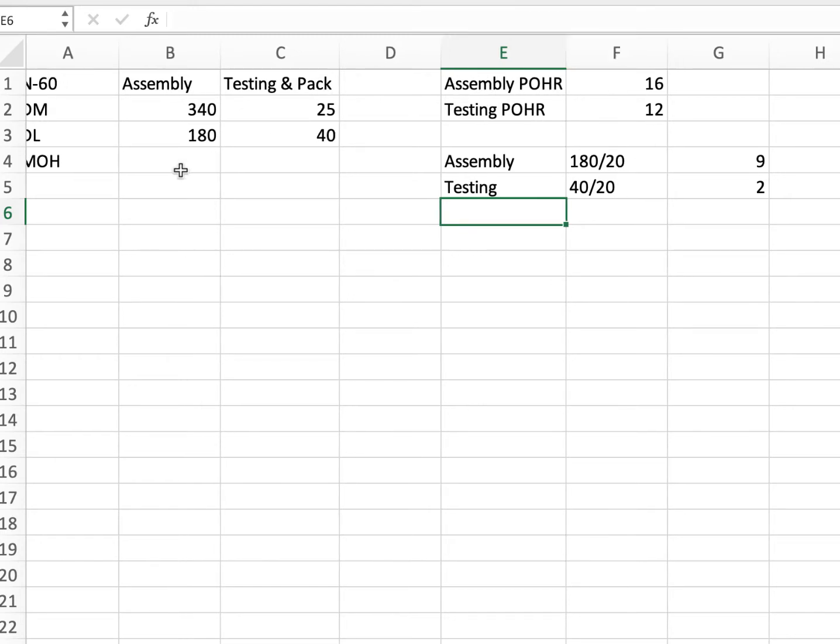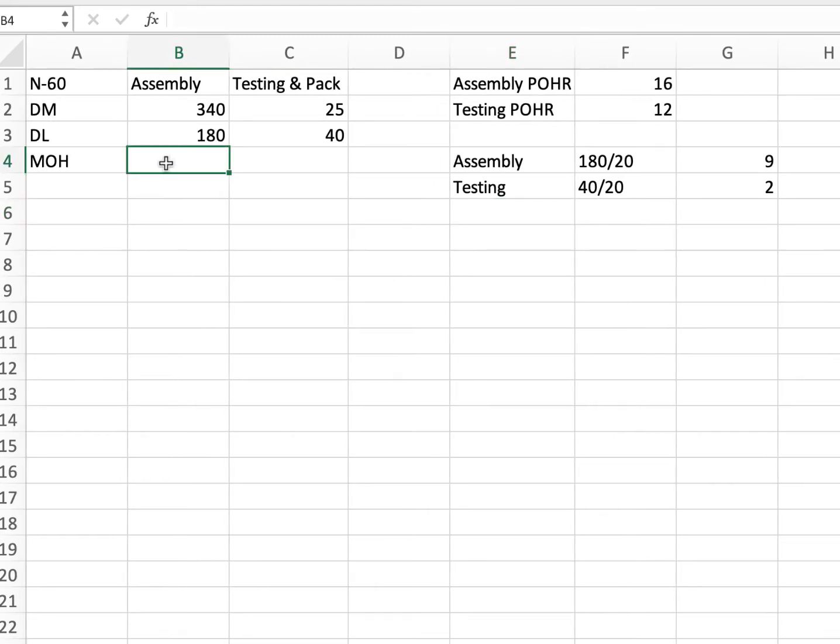So what I need to do now is apply manufacturing overhead to the assembly department. I can do that very easily. I know the assembly department predetermined overhead rate is $16. I'm going to multiply that by the amount of hours used in the assembly department, which is 9. I get $144 of manufacturing overhead that the assembly department applies to this job.